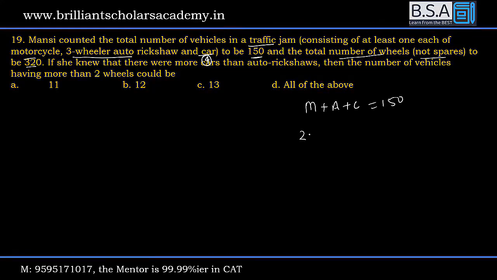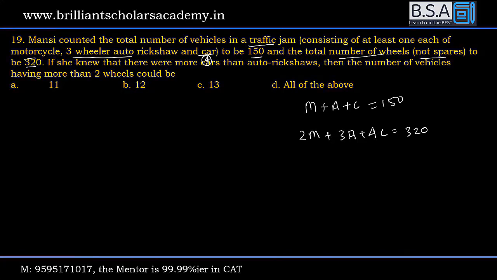A motorcycle will have 2 wheels. An auto rickshaw will have 3 wheels. A is the number of auto rickshaws, so wheels are 3A. And cars are expected to have 4 wheels, not counting spares. That is 320.